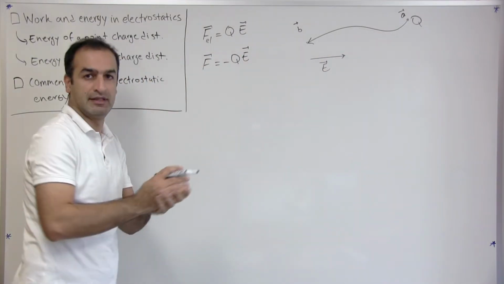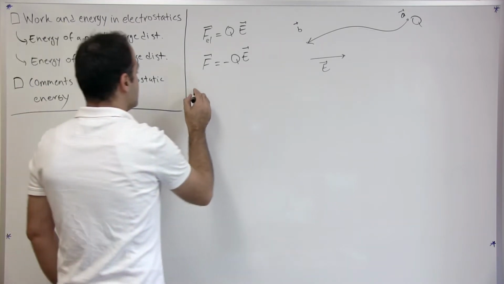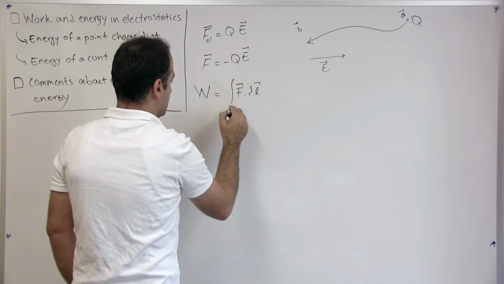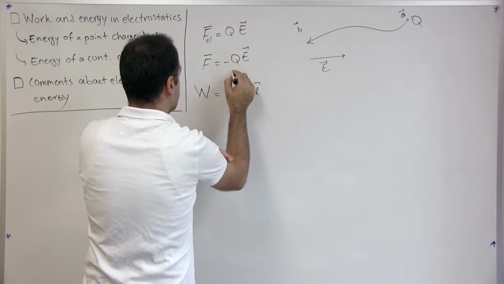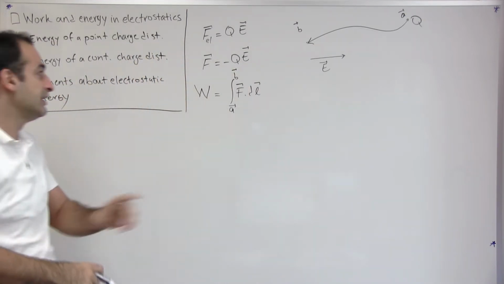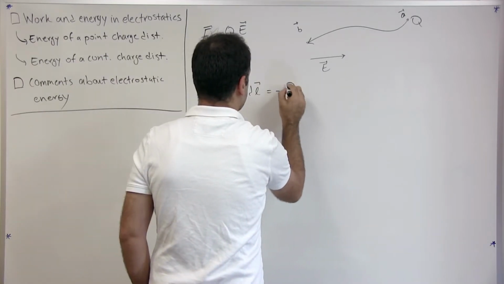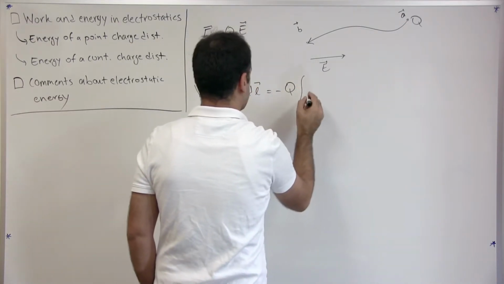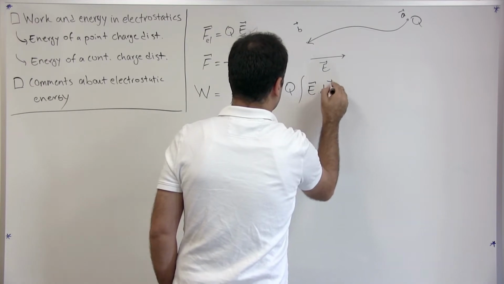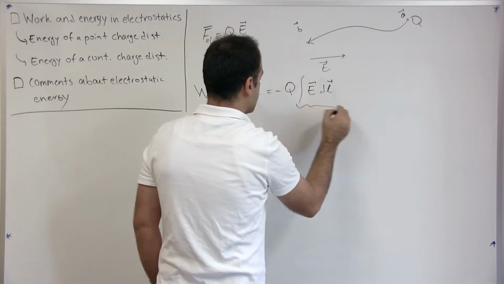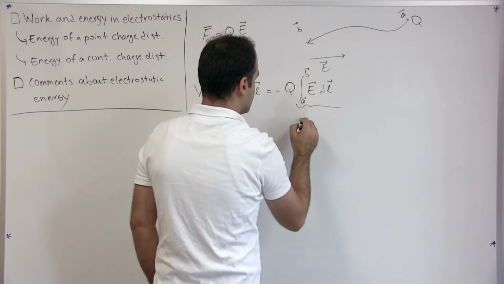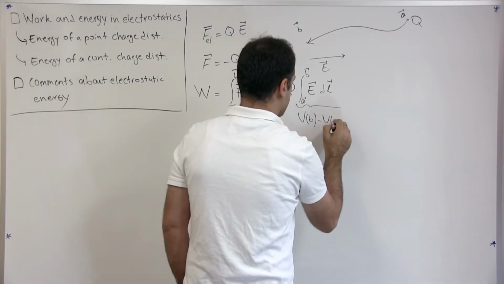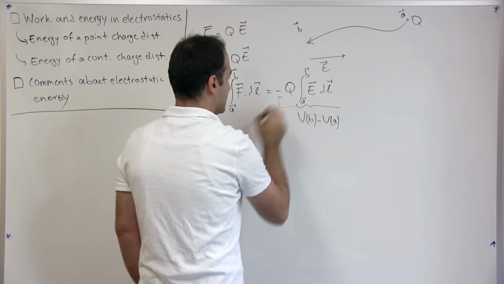So if you want to calculate how much work it takes, you need to integrate F dot dl from point A to point B. This F is negative Q, Q being a constant over the course of this displacement. So it's going to be negative Q times the integral of E dot dl. If you look at this integral, which runs from A to B, this is the definition of the electric potential at B minus electric potential at A. Of course, this includes the negative sign as well.